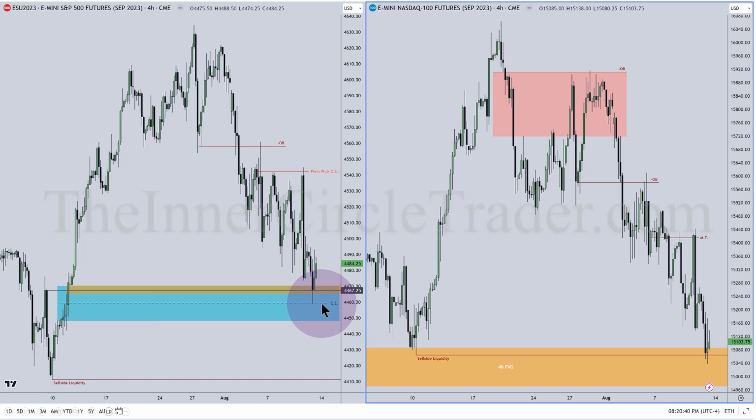This level is 4459.25. Don't take my word for it. The low on this candle is 4459 even, or 4459.00.